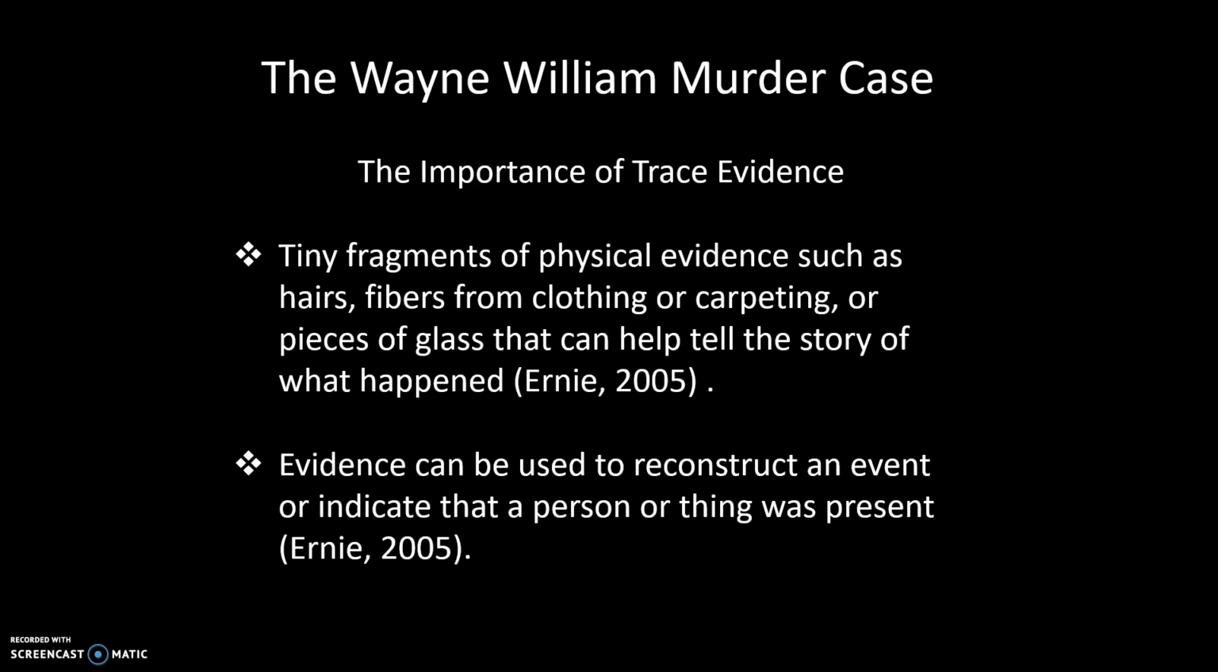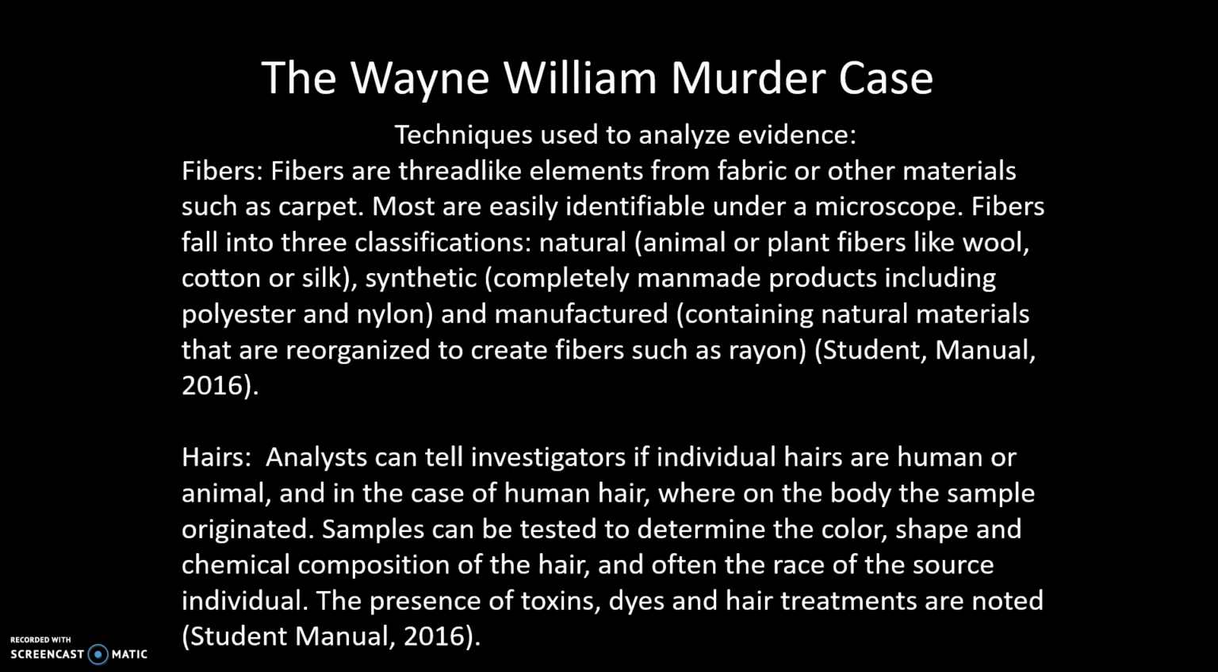So, what's the importance of trace evidence? Well, one, tiny fragments of physical evidence, such as hairs, fibers from clothing or carpet, in this case, or pieces of glass, can help tell the story of what happened. Trace evidence can also be used to reconstruct an event or indicate that a person or thing was present. And in the Wayne Williams case, there was a lot of fiber that was particularly similar to some of the victims found during the investigation of this case.